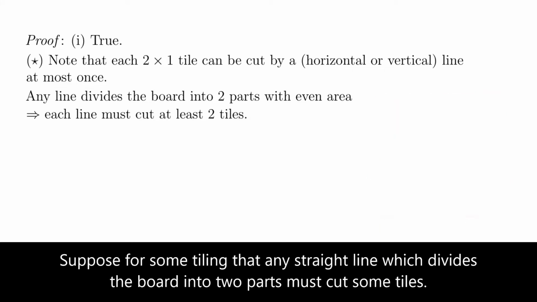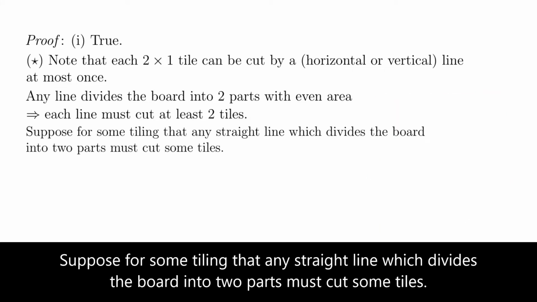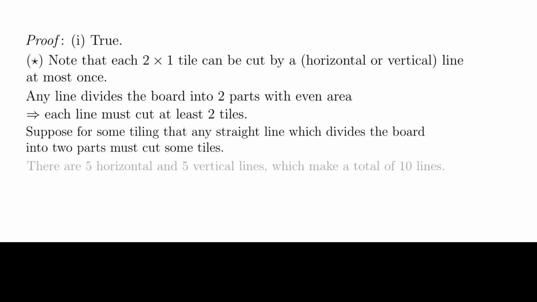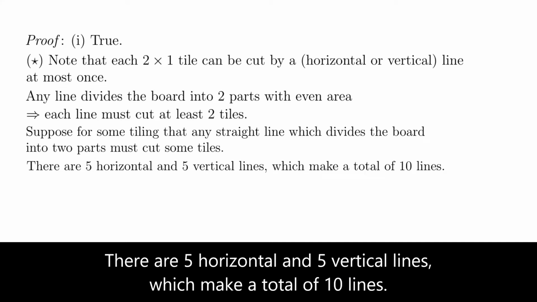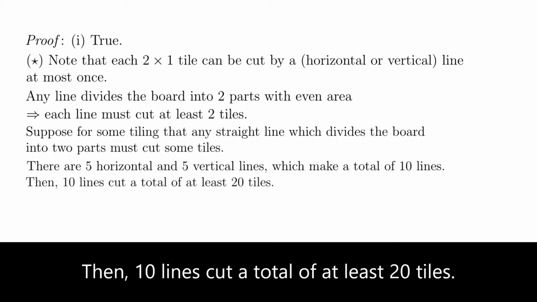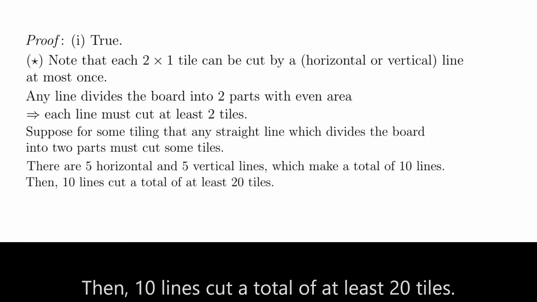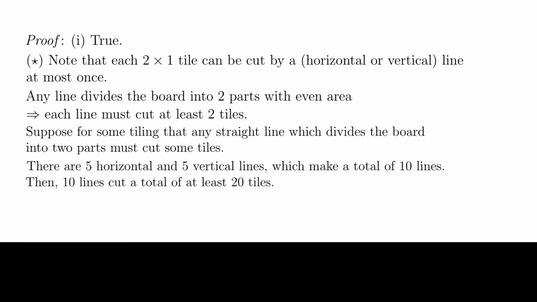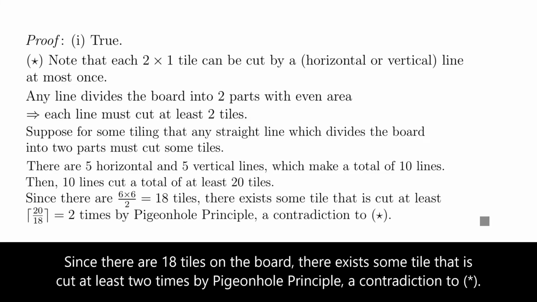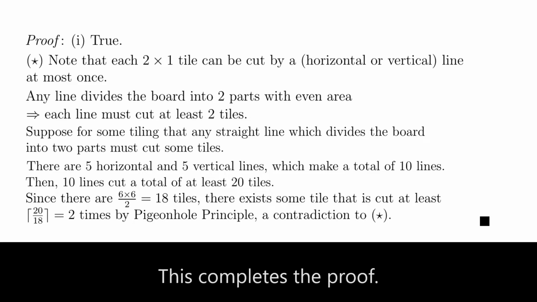Suppose for some tiling that any straight line which divides the board into two parts must cut some tiles. There are 5 horizontal lines and 5 vertical lines, which make a total of 10 lines. Then 10 lines cut a total of at least 20 tiles. Since there are 18 tiles on the board, there exists some tile that is cut at least 2 times by the pigeonhole principle, a contradiction. This completes the proof.